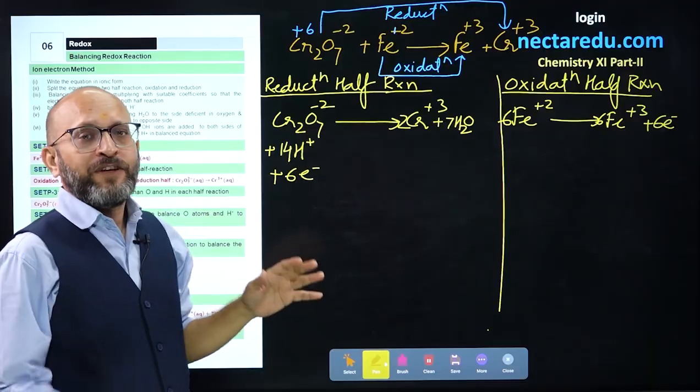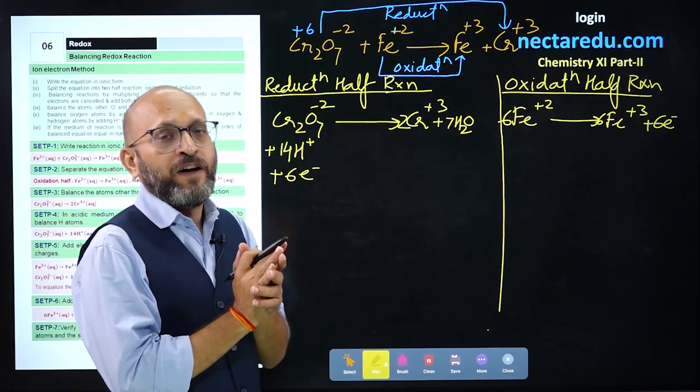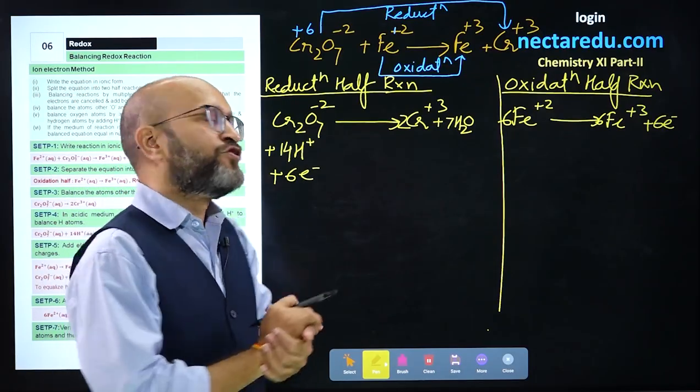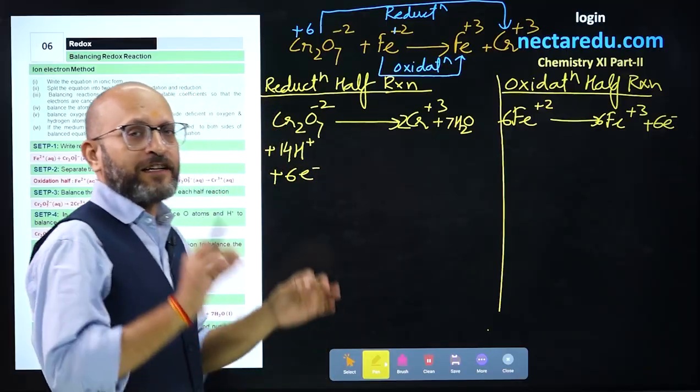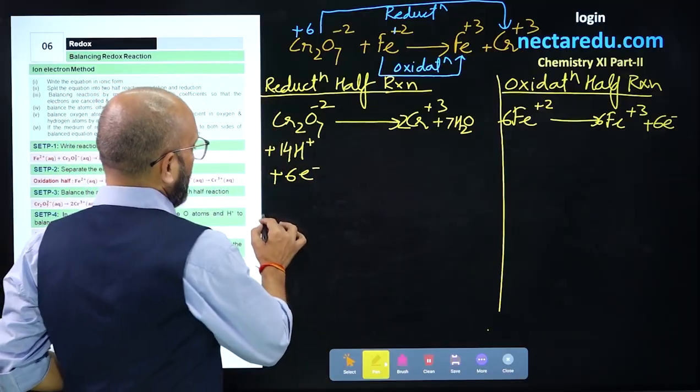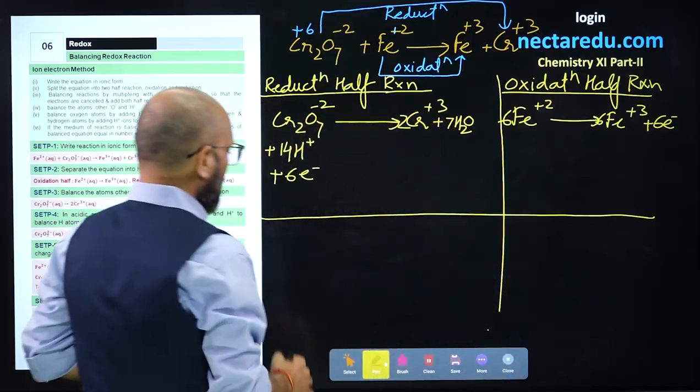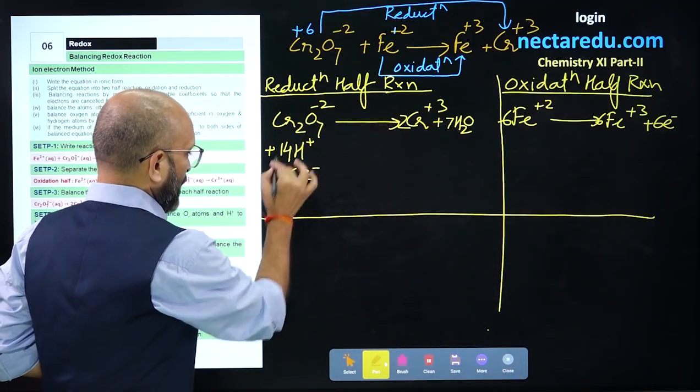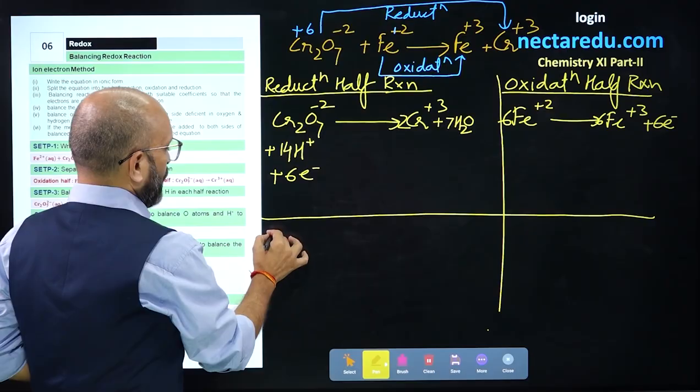Now I think we have come to the end of our balancing process. Just add these two reactions to get a balanced reaction. So how will it look? It will look like this.